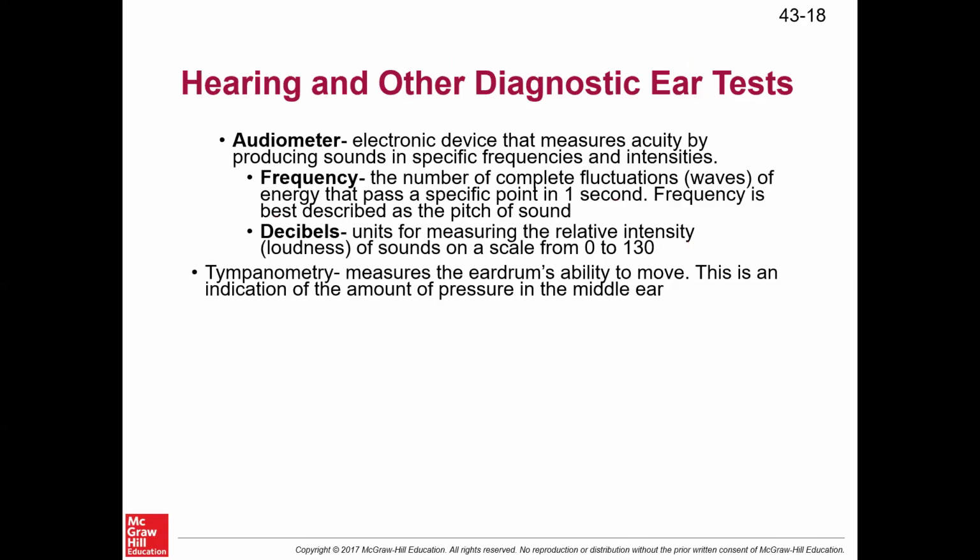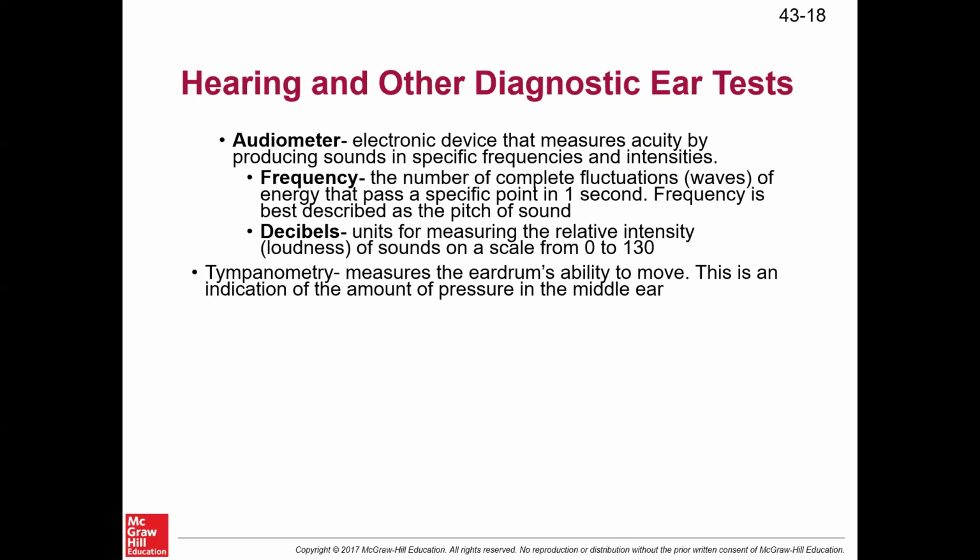An audiometer is an electronic device that measures acuity by producing sounds in specific frequencies and intensities. That's when you go into the office and they say, okay, we're going to put these headphones on you. And you just raise your hand when you can hear it, the hand for the ear that you can hear it in.